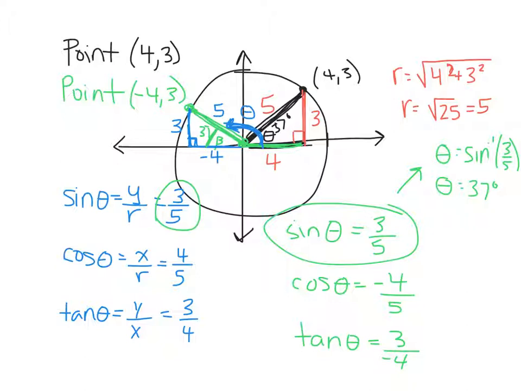So if we wanted to figure out the blue angle, we'd have to do 180 degrees, because 180 degrees is the full thing, and then we'd subtract 37. So we get 143 degrees. So that's what theta equals.